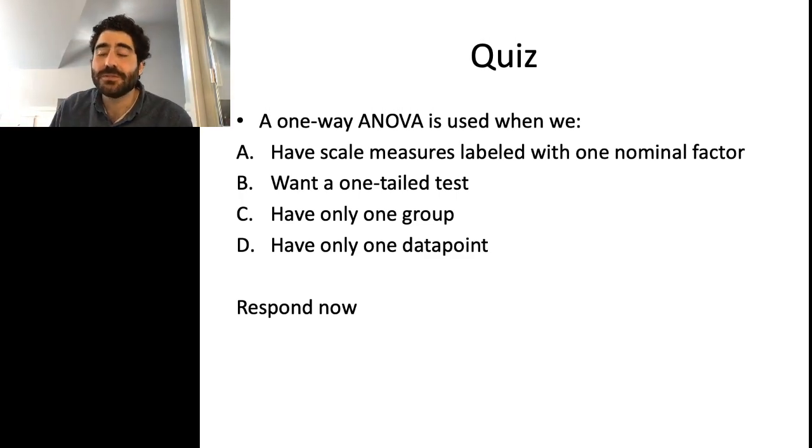If you only have a single group, that's what we'd call a one sample test, like a one sample t-test. Right, one-way ANOVA is referring to the fact that we have one nominal factor, just like a one-way chi-square test is referring to the fact that we have one nominal factor.